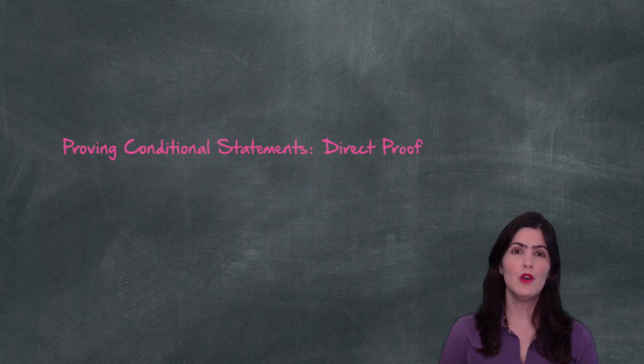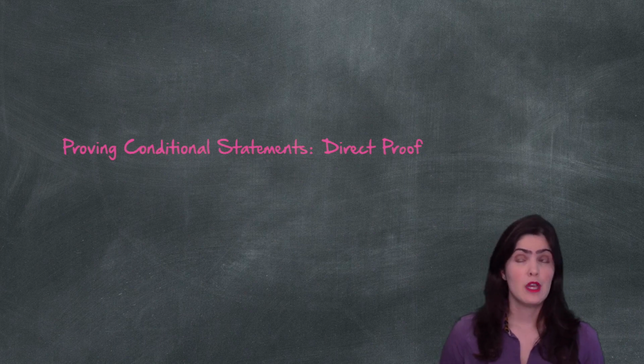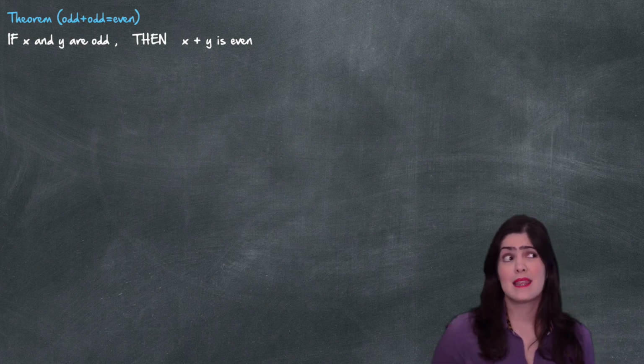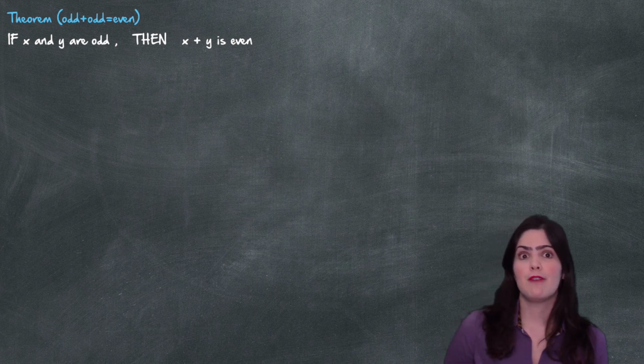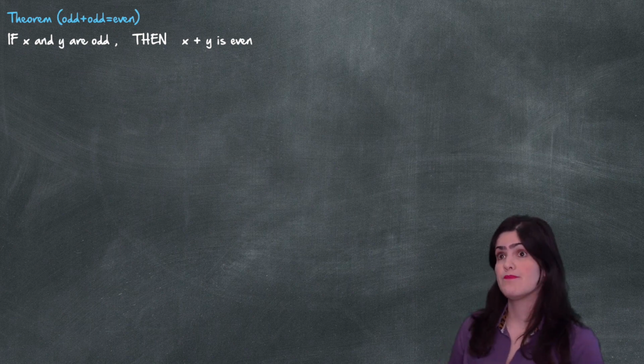In this video, we're going to learn how we can prove simple conditional statements using a direct proof. This is the most basic type of proof and it's one that we're going to use a lot in this course. So let's take a look at the first example. We have a theorem that tells us that the sum of two odd numbers is an even number. So it says that if x and y are odd, then x plus y is even.